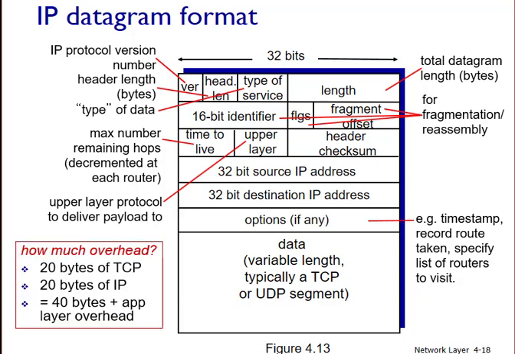Source and destination addresses. When a source creates a datagram, it inserts its IP address into the source IP address field and inserts the address of the ultimate destination into the destination IP address field. Often the source determines the destination via a DNS lookup that we talked about earlier.